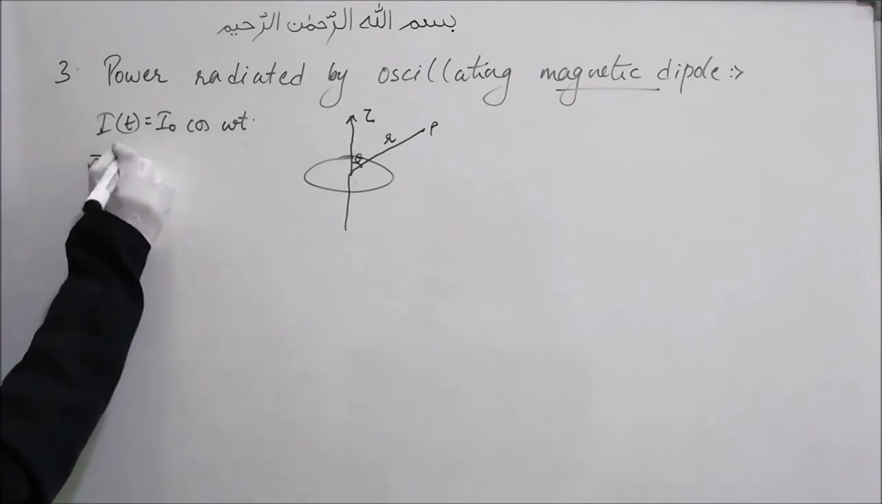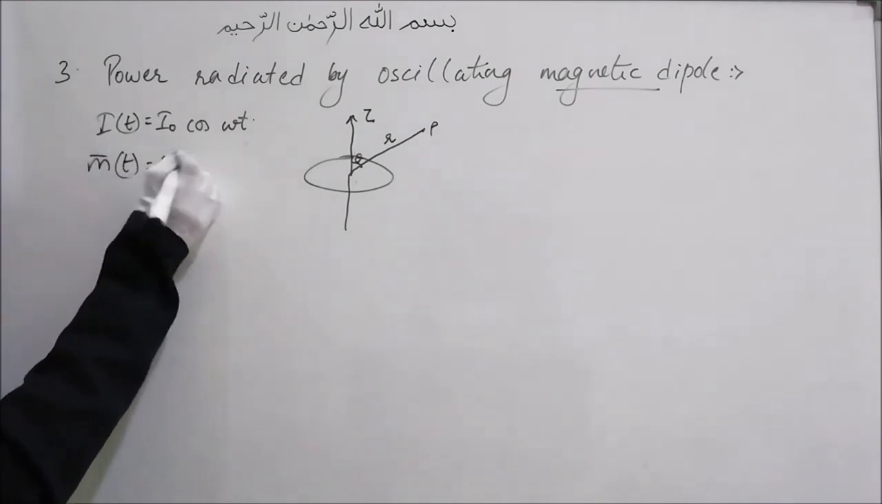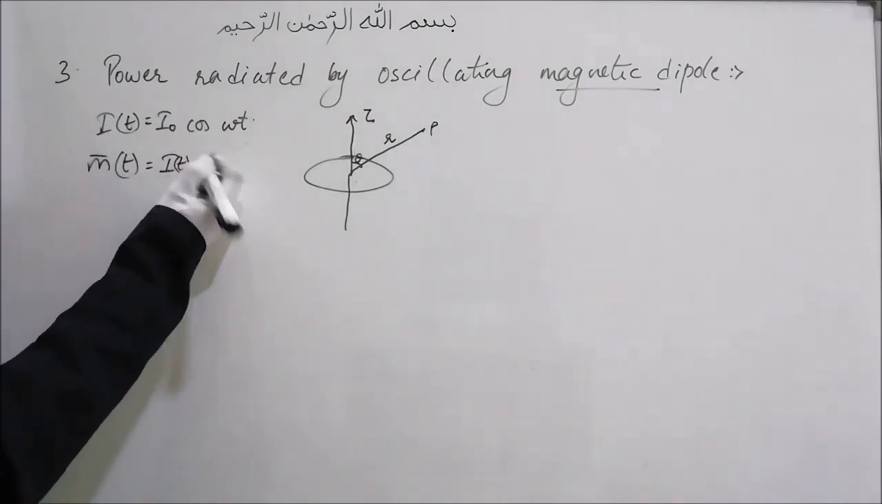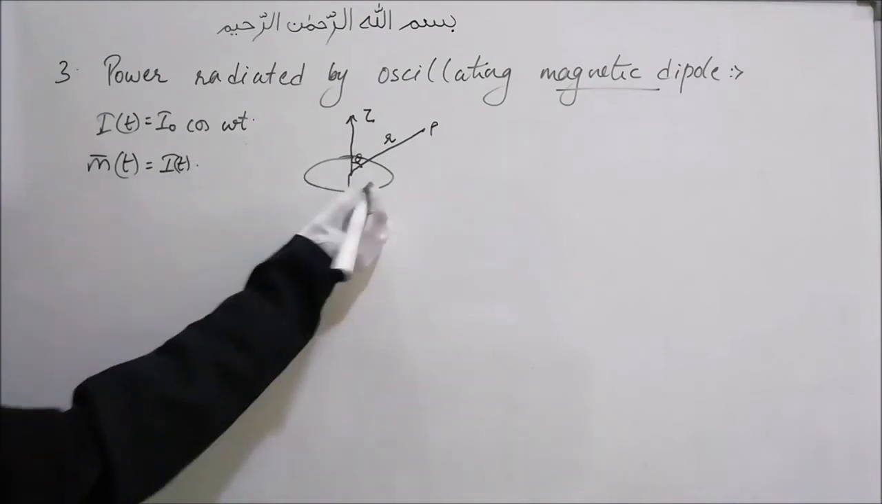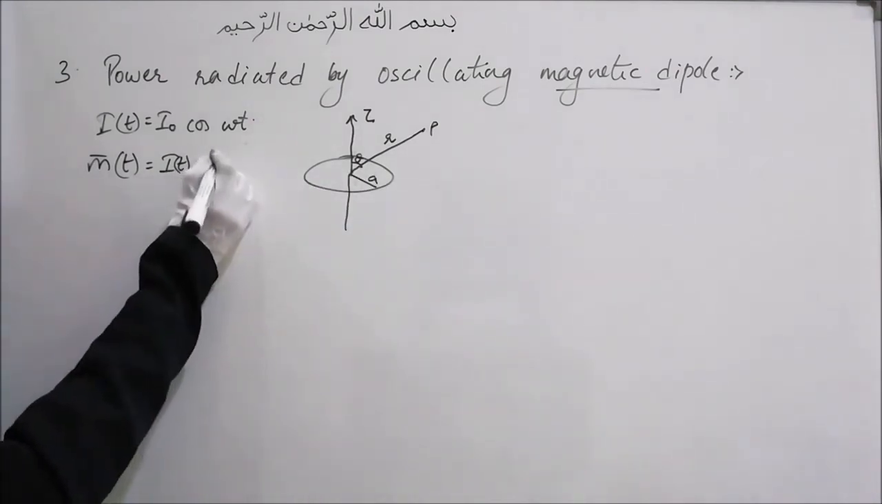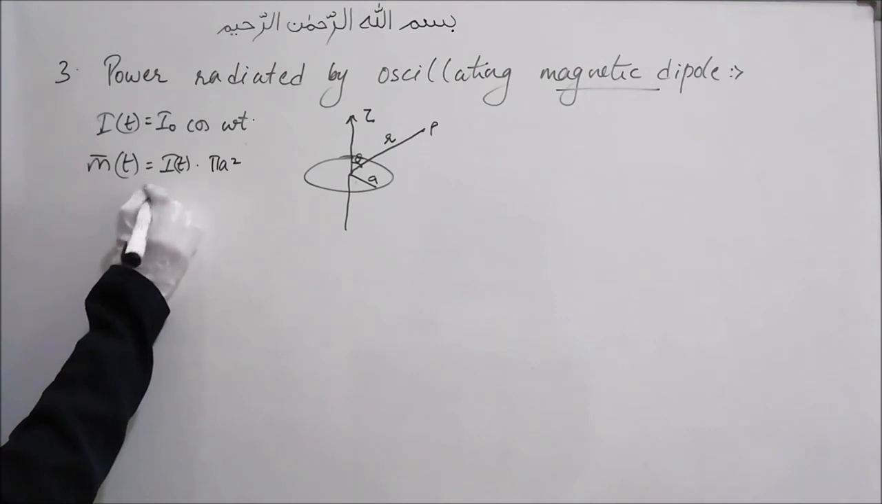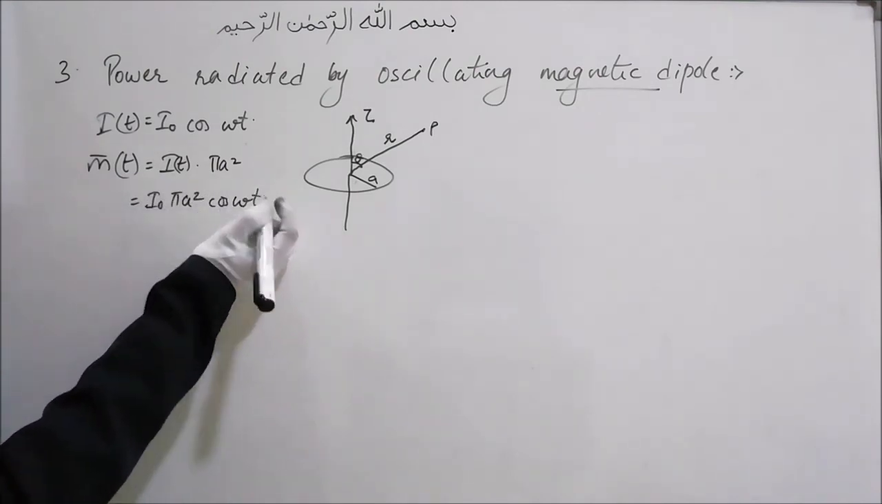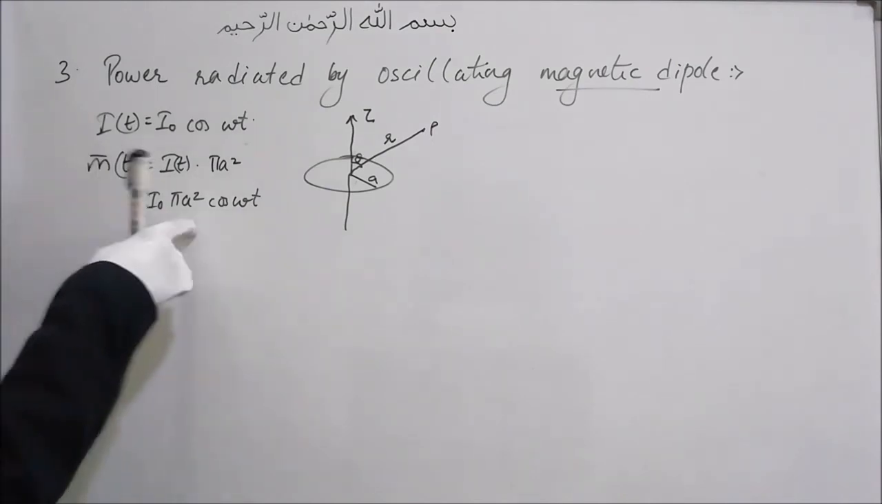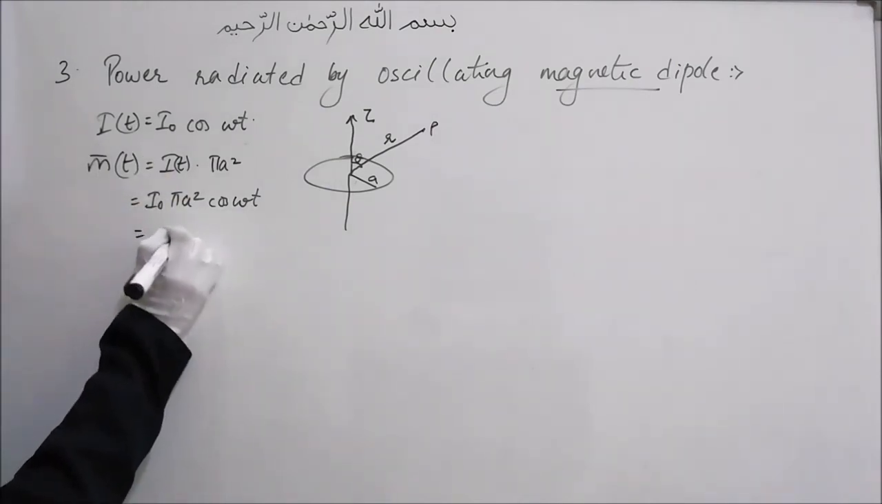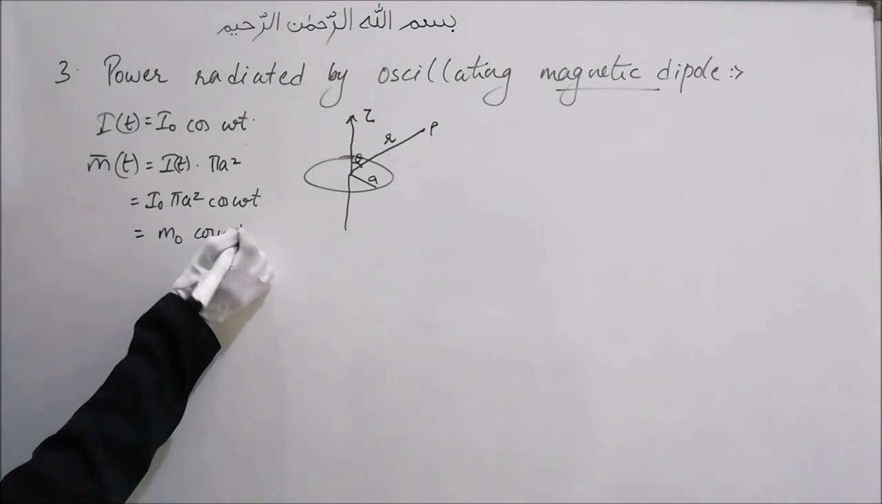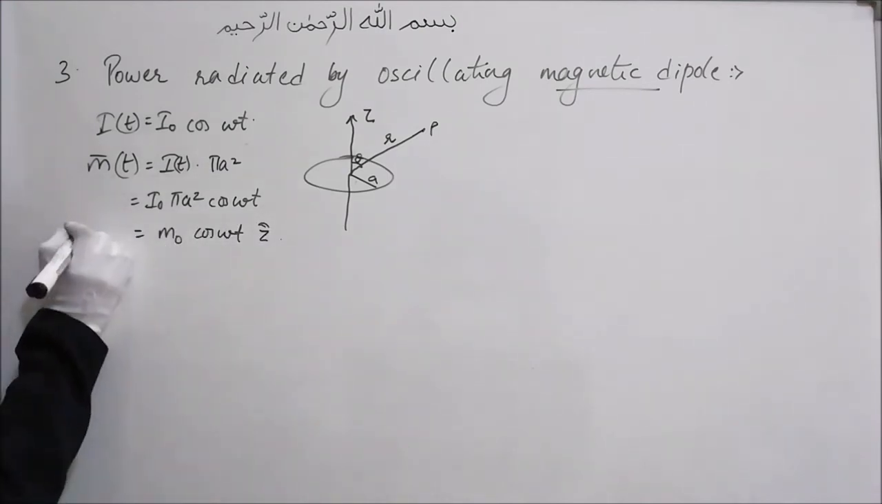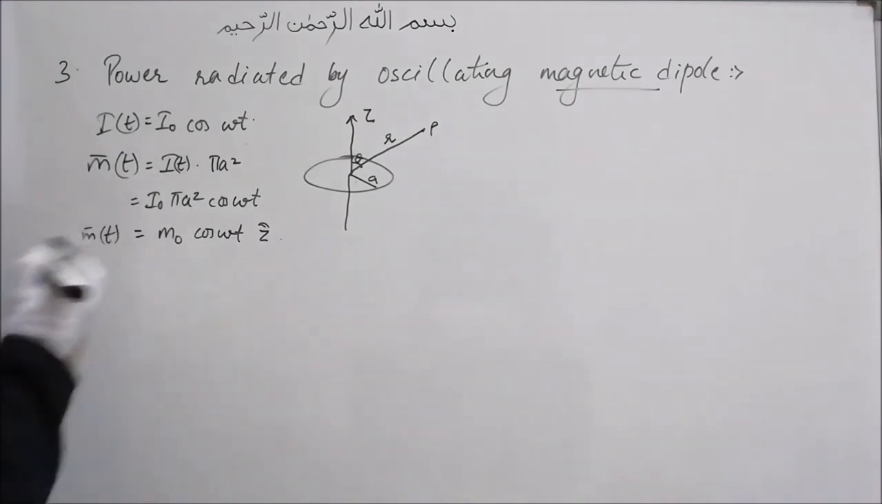Then the magnetic dipole moment will be equal to the current I of t into the area. Let this radius be a, so the area will be pi a squared. That will be I naught pi a squared cos omega t, and this term I naught pi a squared can be m naught. So m bar of t is m naught cos omega t in the z hat direction.